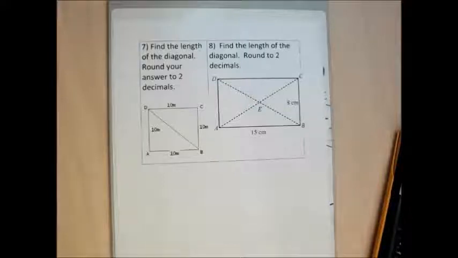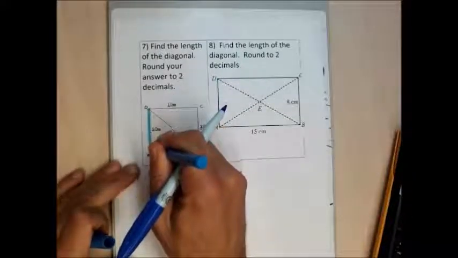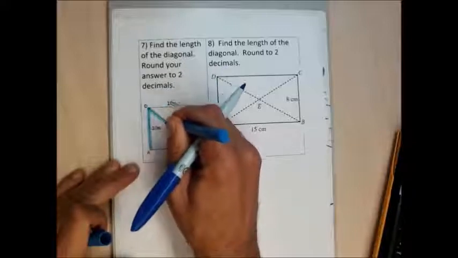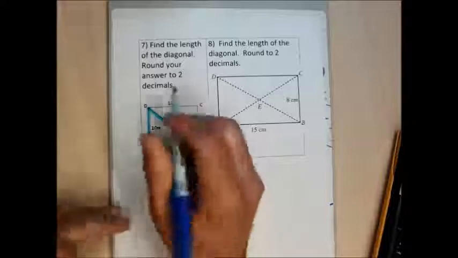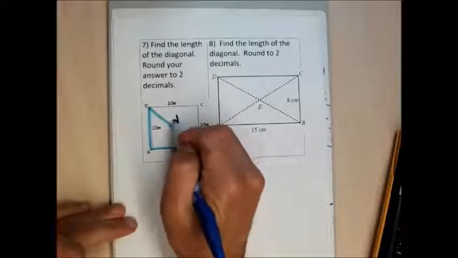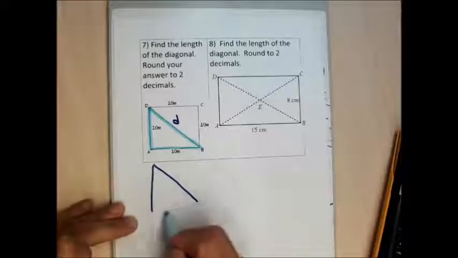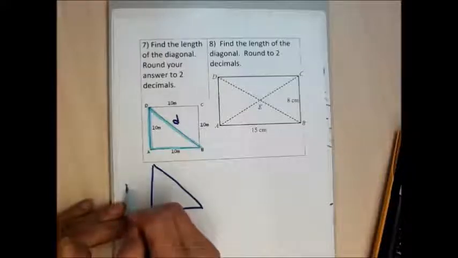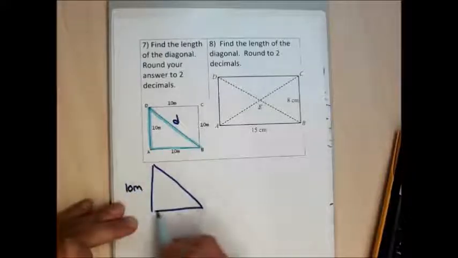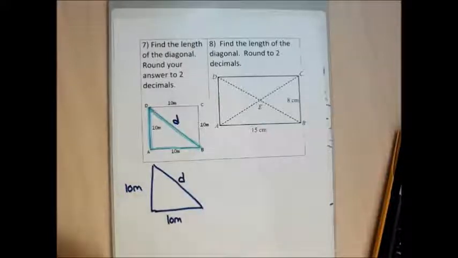Each of our next problems gives us a square or a rectangle and asks us to find the length of the diagonal. When you go to do your problem 7, you're going to need to find the length of the diagonal, and let me call the diagonal D. This is the length that you're trying to find. And when you go to do problem 7, you need to, from that square, pull out a triangle, and the triangle you're going to work with is going to look like that.